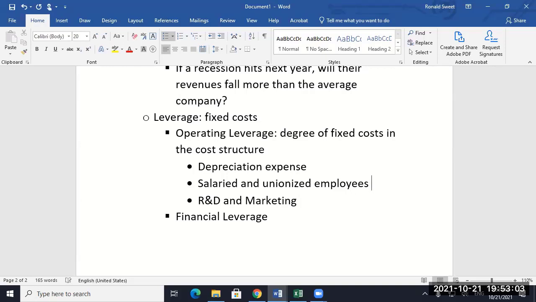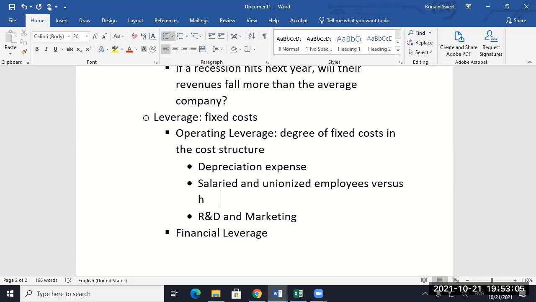Versus hourly workers. You would think hourly workers, if you have a slowdown, you could easily lay them off, cut back their hours, those type of things, and that certainly would help you reduce some of that volatility. So just think about your firm. There's no way to really truly measure this, although I'm going to give you one way to measure this in one spreadsheet.